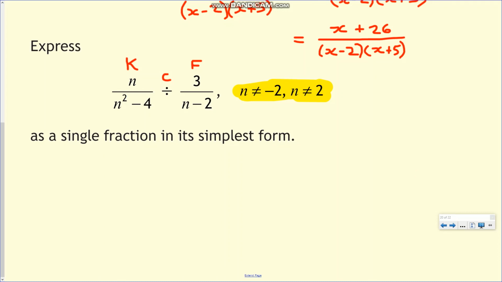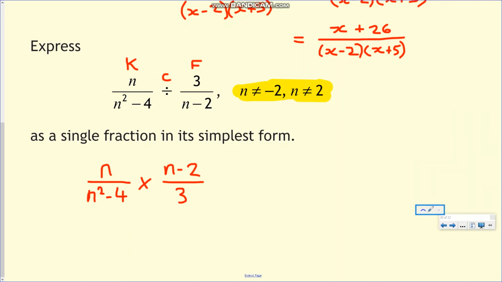Alright, so we're going to do keep, change, flip. So I'm going to keep that first fraction, n divided by n squared minus 4. Okay, I'm going to change the division to a multiplication. And then I'm going to flip the second fraction over, so I've got n minus 2 on the top, and I have the number 3 on the bottom.